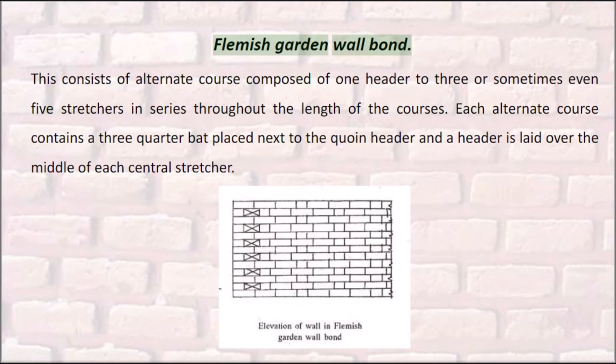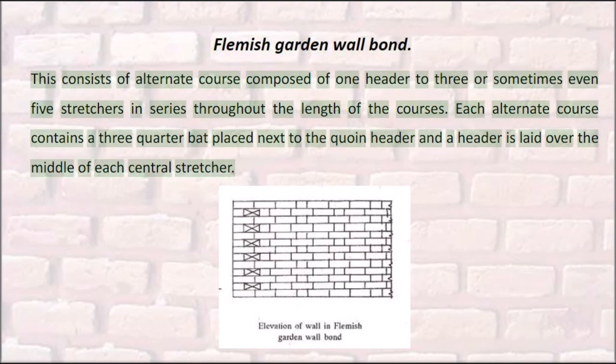Flemish garden wall bond. This consists of alternate courses composed of one header to three, or sometimes even five, stretchers in series throughout the length of the courses. Each alternate course contains a three-quarter bat placed next to the quoin header, and a header is laid over the middle of each central stretcher.